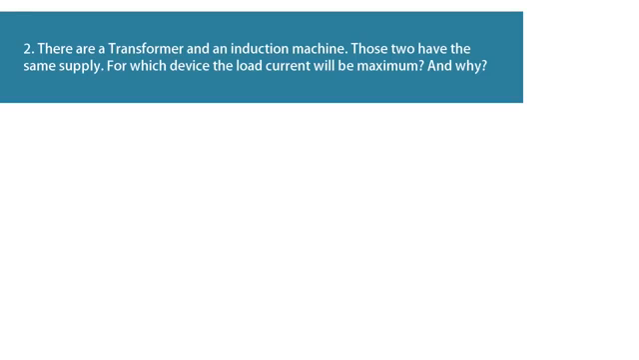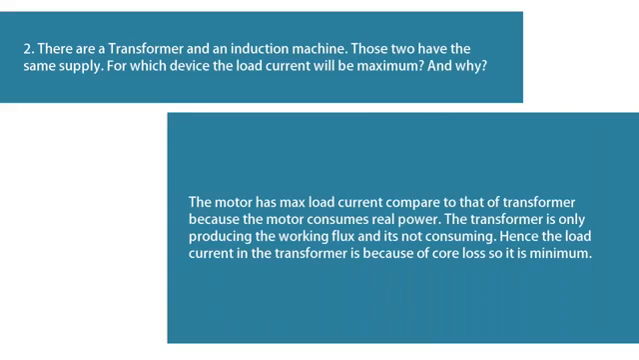And why? The motor has max load current compared to that of the transformer because the motor consumes real power. The transformer is only producing the working flux and it's not consuming. Hence the load current in the transformer is because of core loss, so it is minimum.